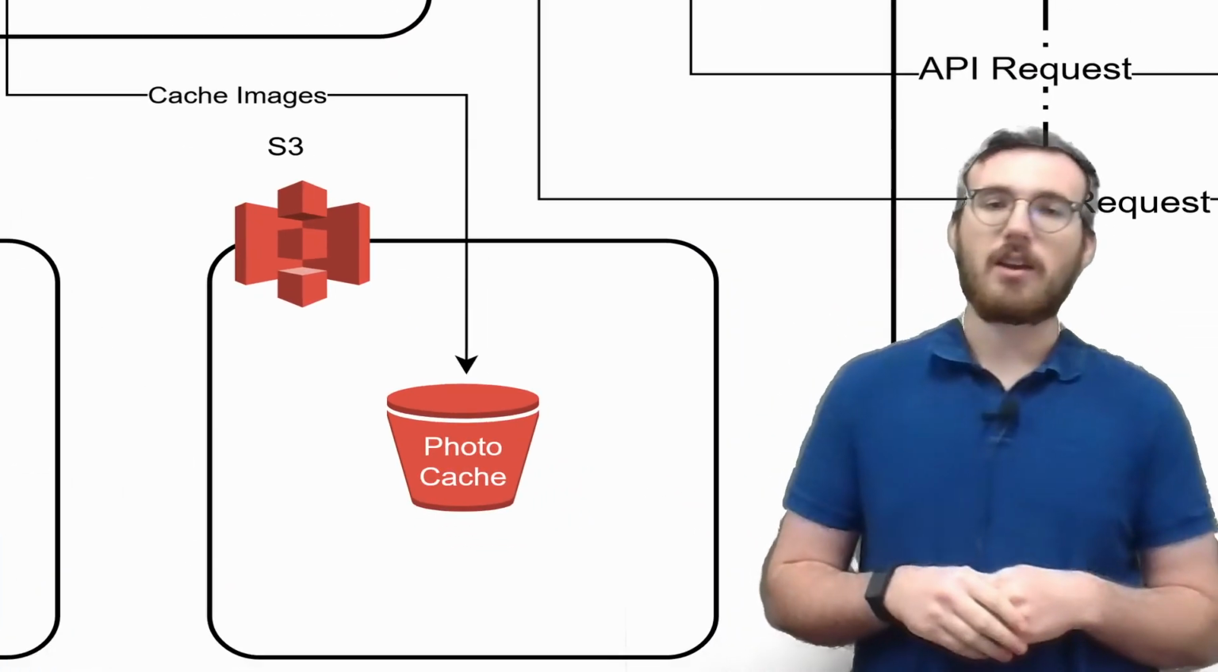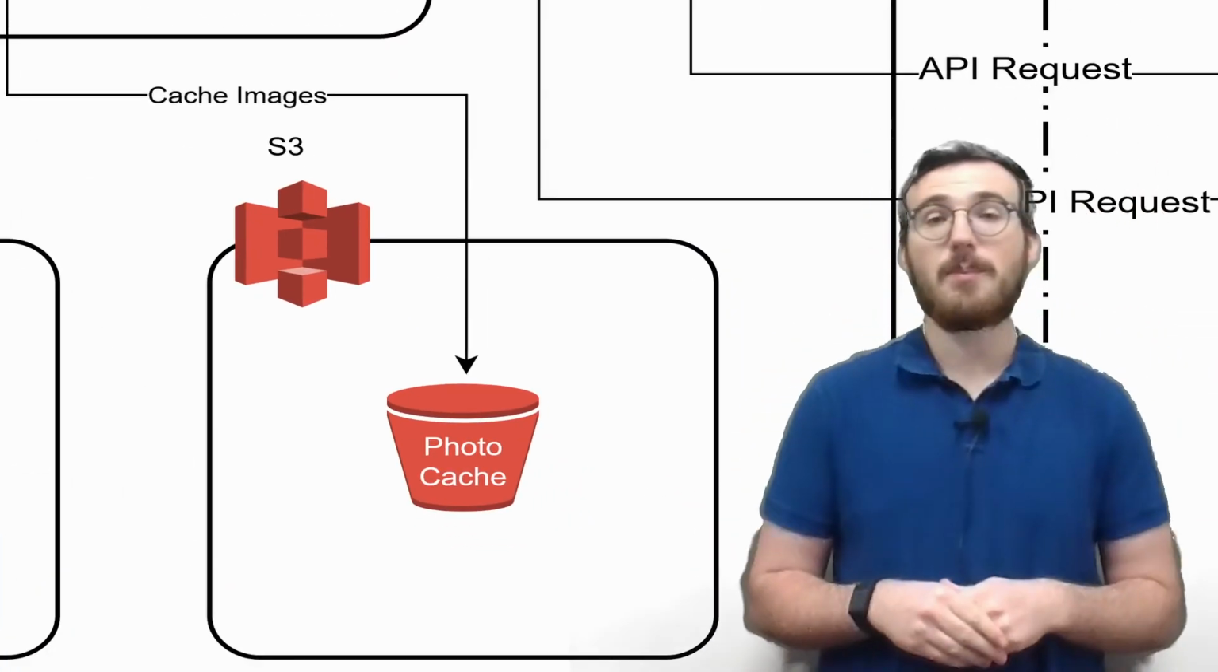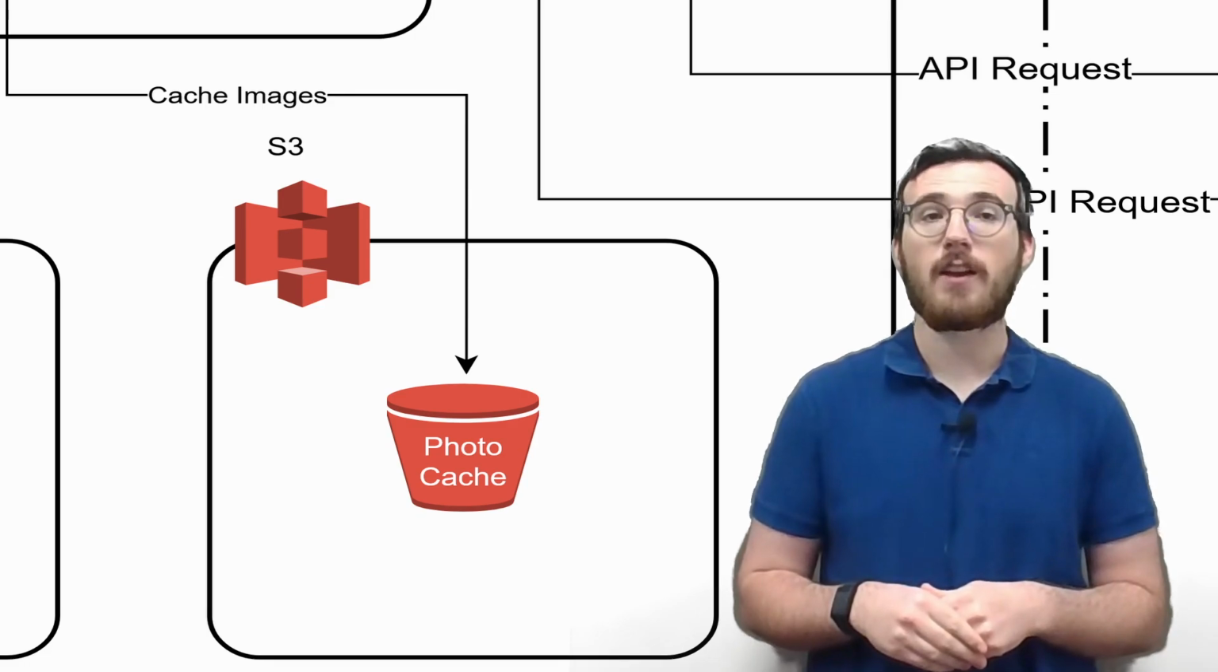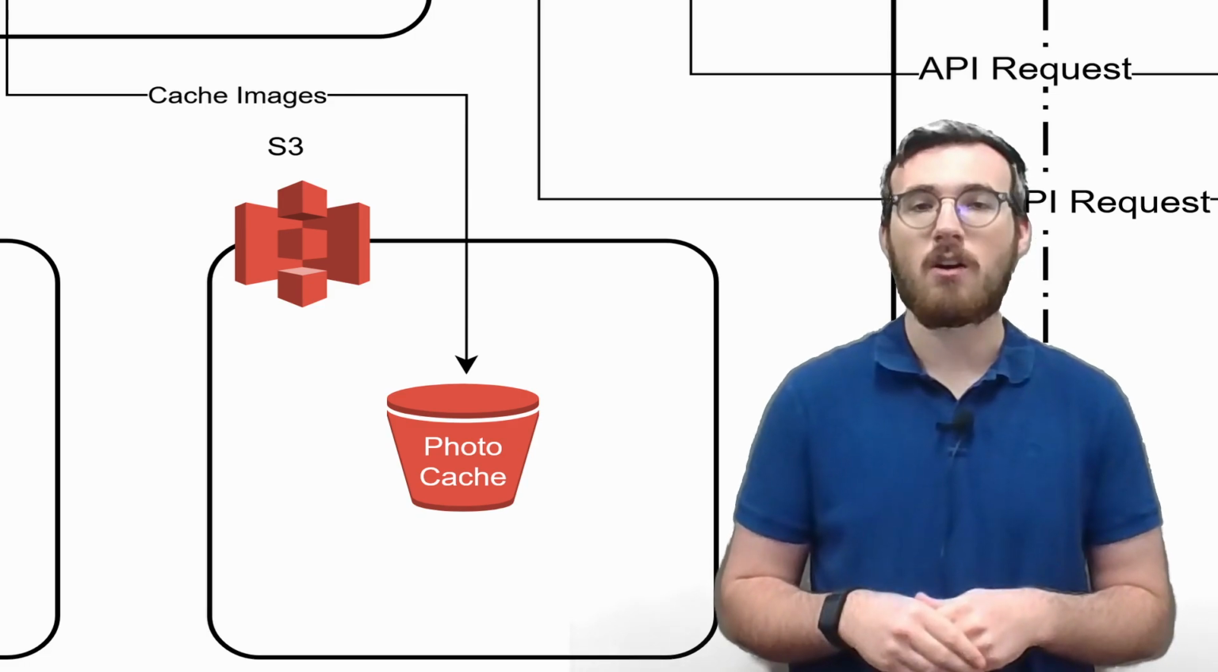We also have our S3 bucket for caching photos gotten from Google Maps. This makes it so we can quickly fetch photos that we've already gotten without having to do a lengthy network call back to the Google Maps API.